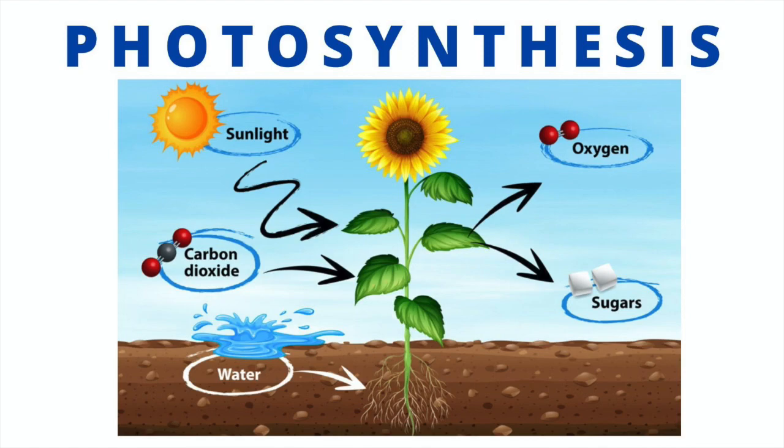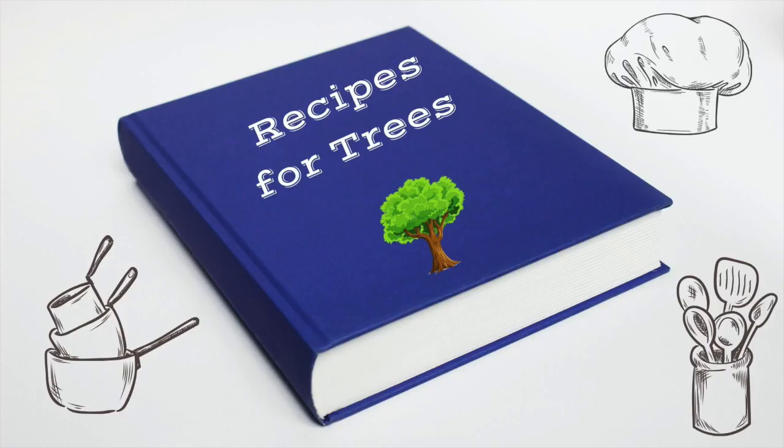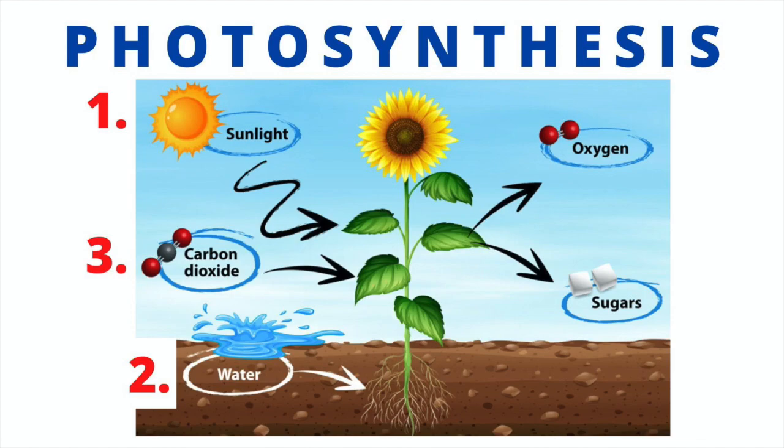Photosynthesis. Photosynthesis is like a recipe that the tree uses in order to make its own food. There are three ingredients: sunlight, water, and carbon dioxide from the air around us are all absorbed and mixed or synthesized together in order to make food for the tree to grow.